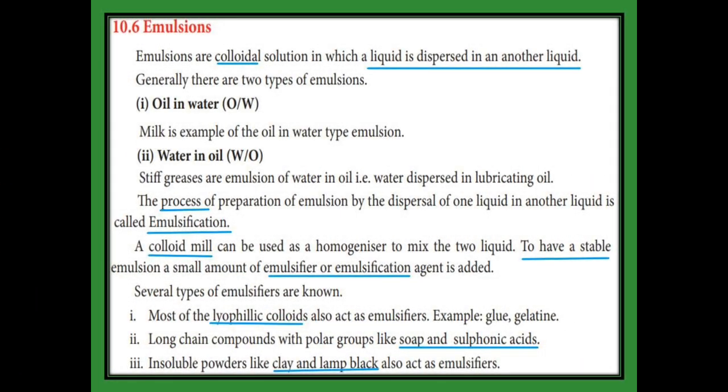Emulsion is a colloidal solution obtained when a liquid dispersed phase is dispersed in a liquid medium, that is, the dispersed phase is liquid and the dispersion medium is also liquid. There are two types. First type is oil in water, for example milk. Milk contains fat as well as water. Fat comes under the category of oil. The fat is dispersed in water, that is, oil is dispersed in water in milk.